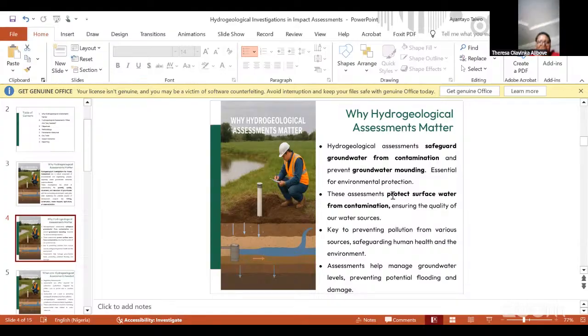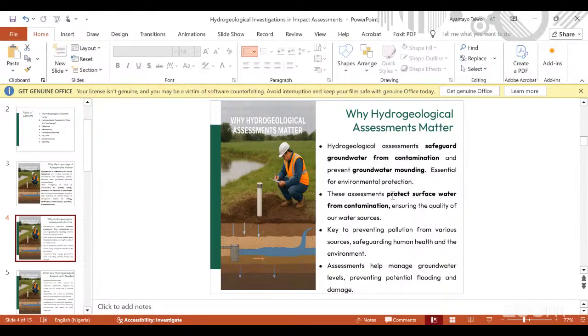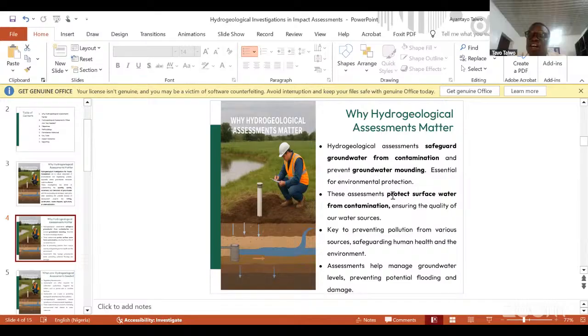So why do we need to have hydrogeological assessment? Why does it matter at all? One of the key issues is that it prevents groundwater from contamination. It also prevents what we call groundwater mounding. Now, when you say groundwater mounding, what does that mean? We may not be too privy to it in Nigeria, but in other mines, what happens is this. There are areas where you have what we call infiltration basins to allow runoff to run as it should, so that you reduce flooding.